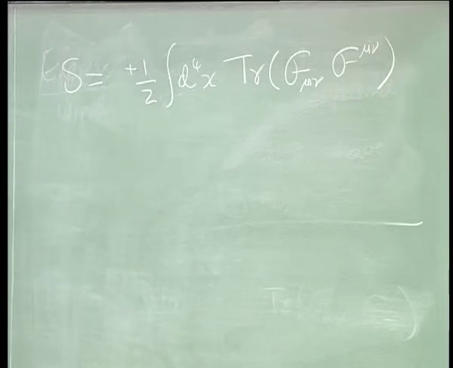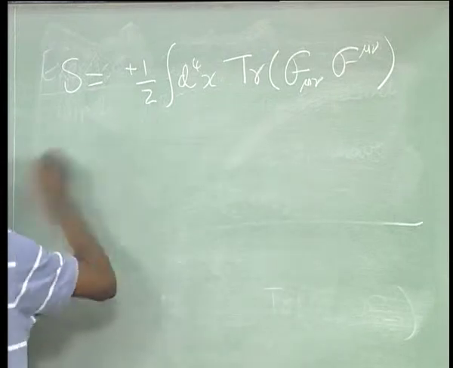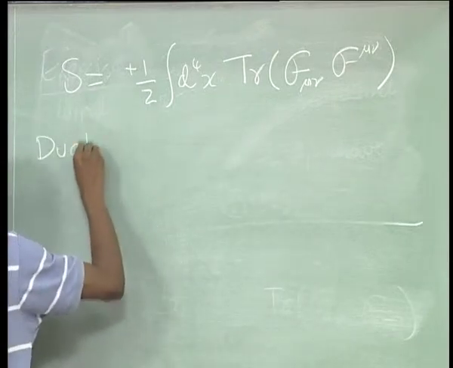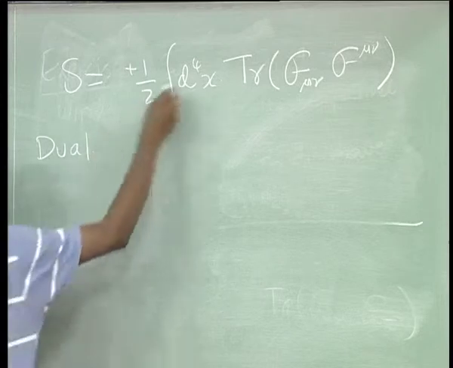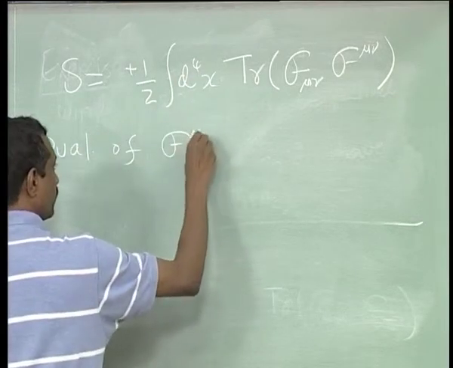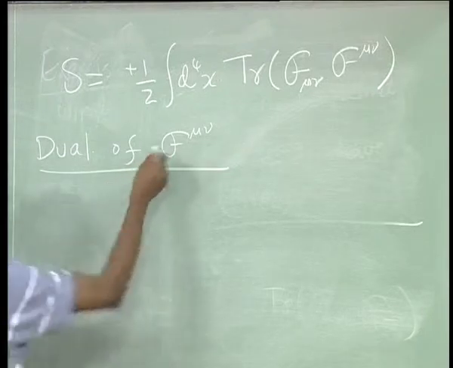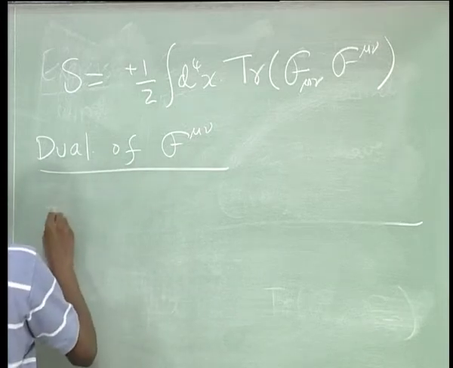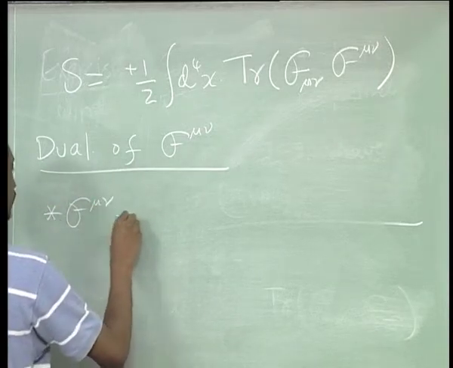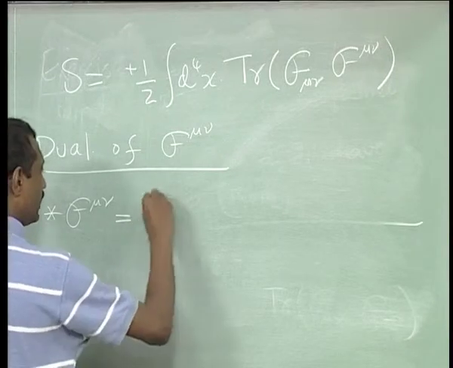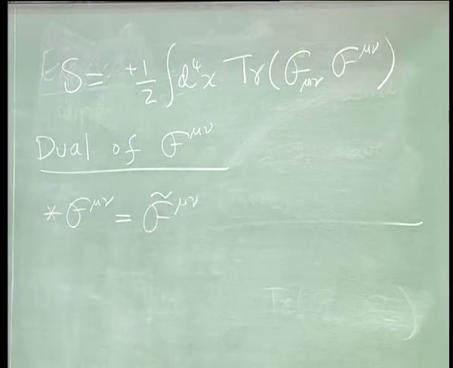So the point here is that we can define the dual of f. This is just a generalization of what we saw in the case of electromagnetism, where there is a symmetry which exchanges electric and magnetic field. So the same thing we could do in general here, and we define star f mu nu, or sometimes this is also called just f tilde mu nu. I keep switching back and forth, okay.